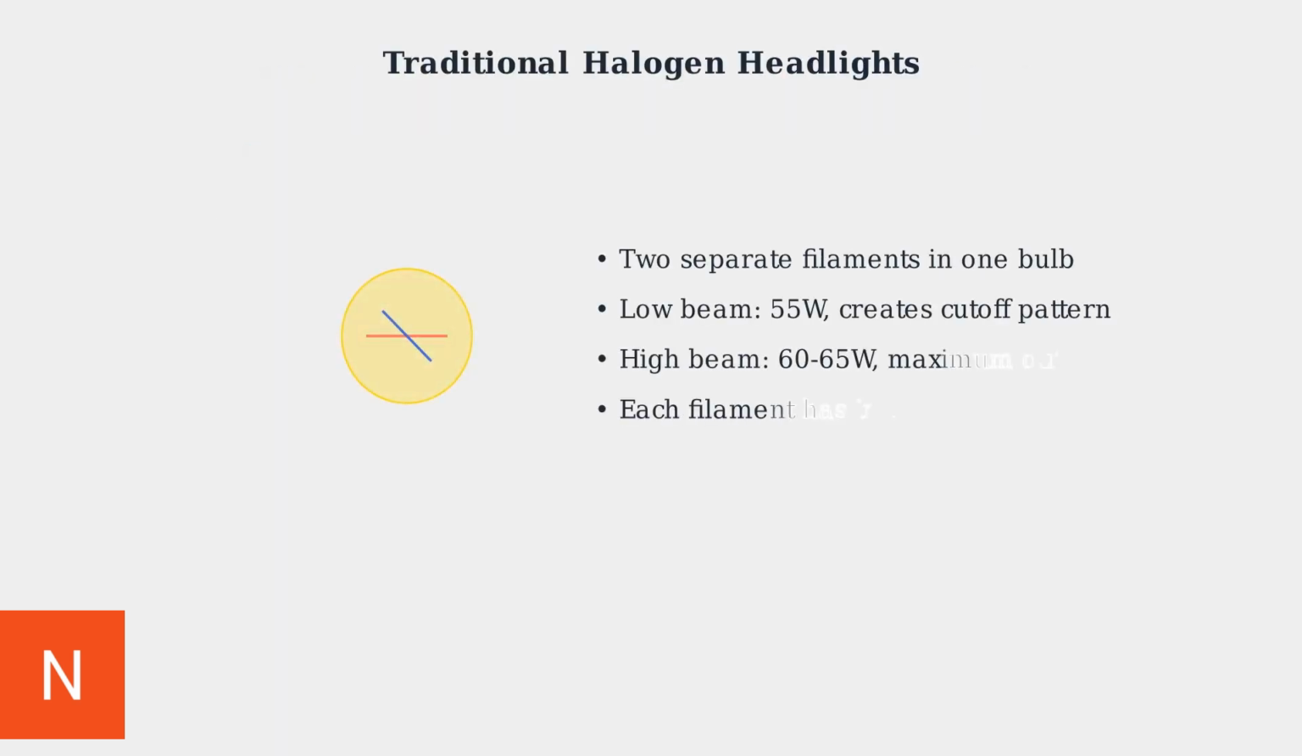In traditional halogen headlights, both low and high beams exist within a single bulb, but use two separate filaments. The low beam filament produces 55 watts and creates a controlled cutoff pattern, while the high beam filament produces 60 to 65 watts for maximum light output.